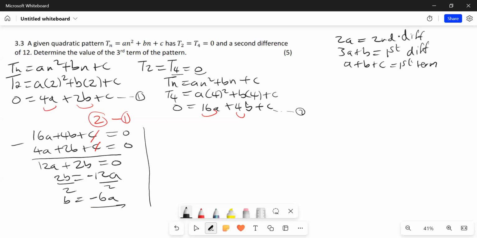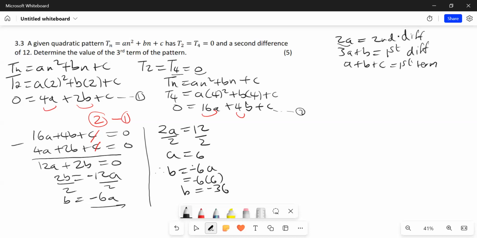But now they said the second difference is 12. We said the second difference is equal to 2a, and our second difference is what? It is 12. So now we can conclude and say 2a is equal to 12. Then we divide by 2, we divide by 2. Our a is equal to 6. And therefore, going back to b, b is equal to negative 6a, equals negative 6 times 6, and then we get negative 36 as our b.